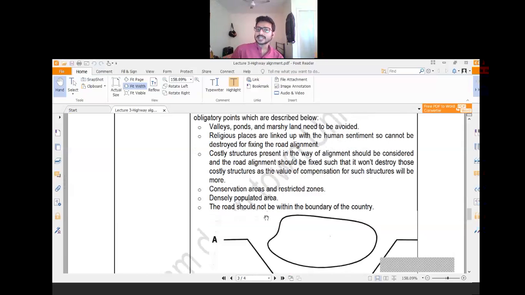Then conservation areas and some restricted zones are there. Okay, you cannot construct the road over that restricted area. Then densely populated area, if that area is very much densely populated, in that case what will happen? The cost of the land will be very much high, and acquiring land will be very hectic. There will be so many court cases and other things, and it will ultimately delay that project. So it is better to avoid such types of densely populated areas.